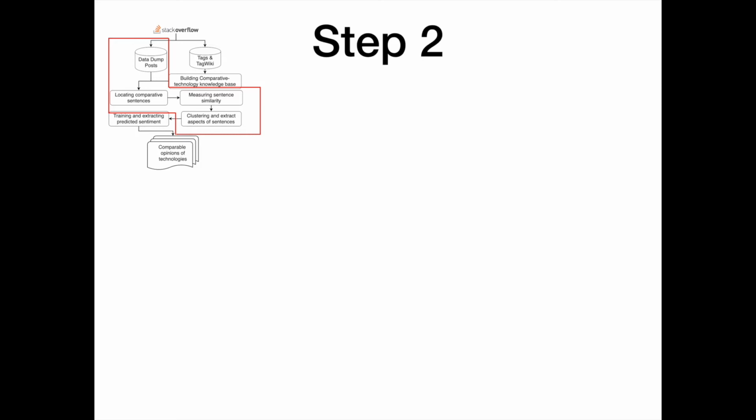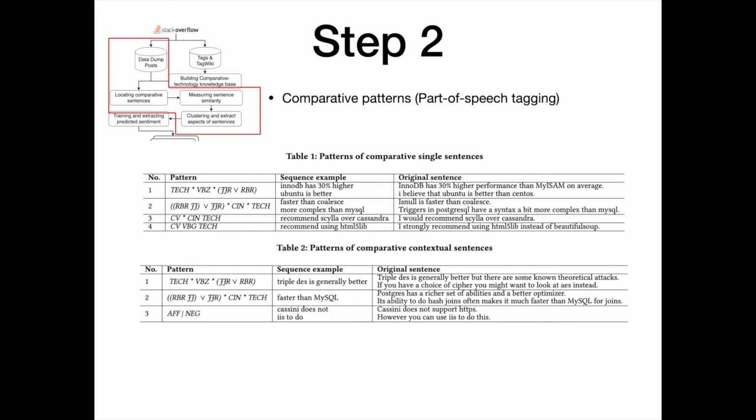Then, in step 2, we locate the comparative sentences, measure the sentence similarity, and cluster the sentences. Given a sentence that contains both tags in a comparable pair, we use the POS tagger to check if they match the 7 comparative patterns we summarized. The patterns are conceptualized based on the definition of comparative forms, like better, faster, slower, and also based on our observation from the comparative posts.